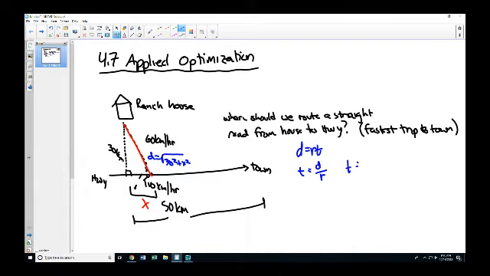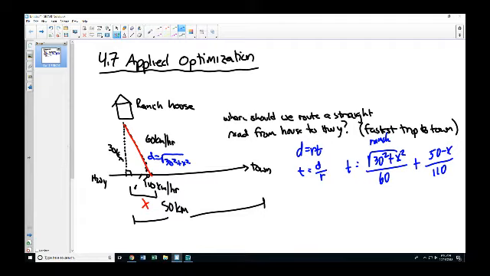30 kilometers over 60 kilometers per hour, so that would be the square root of 30 squared plus x squared, over 60, for the ranch road. Plus, okay, what about the town? What's the distance to the town? 50 minus x kilometers, so 50 minus x over 110. Okay, there's our function that we have to optimize for minimum time, correct?